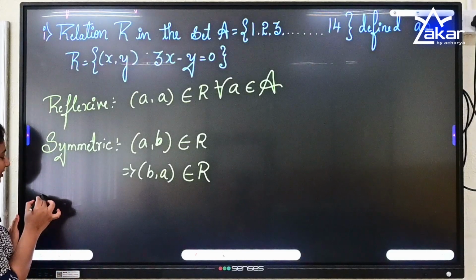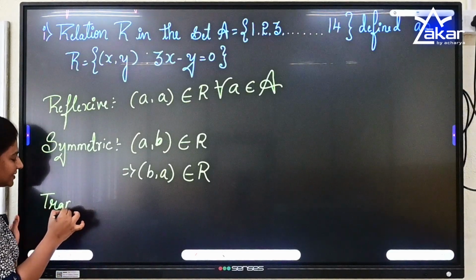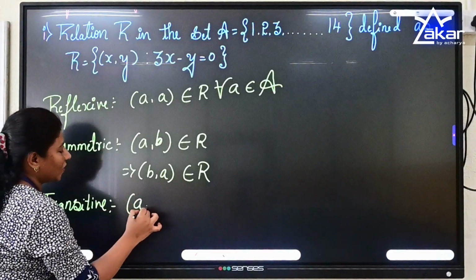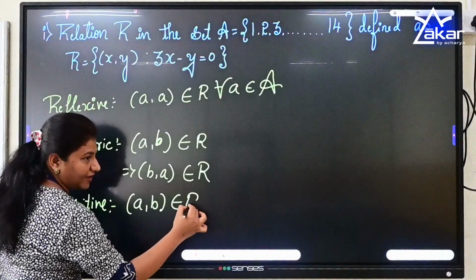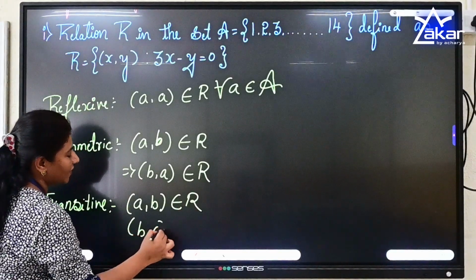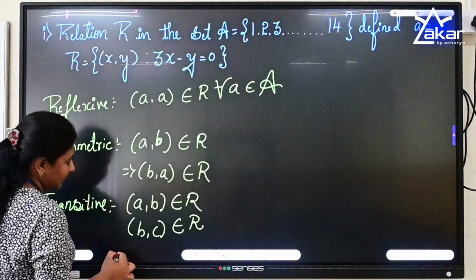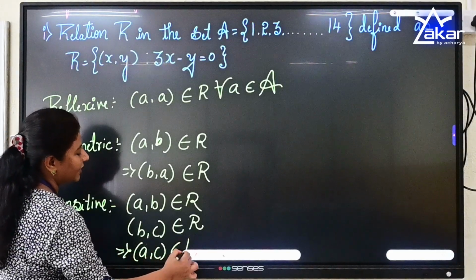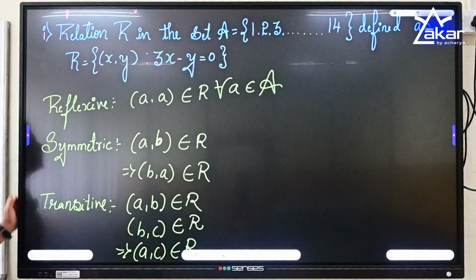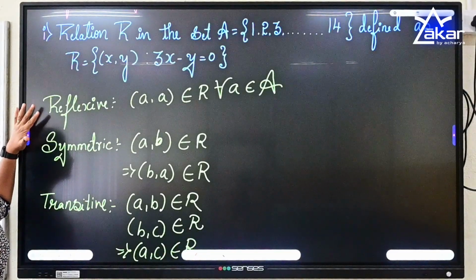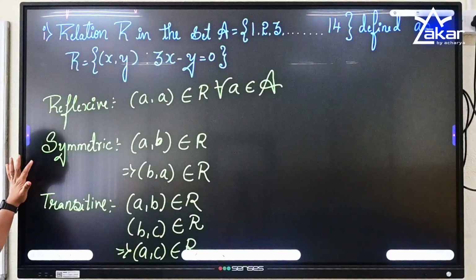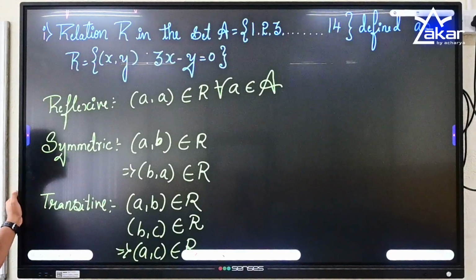What is the third condition here? Transitive. The transitive condition says if (a, b) belongs to R and (b, c) belongs to R, this implies (a, c) also belongs to R. Please kindly remember these three conditions, we will be solving the entire problems with them. The first condition is reflexive, the second is symmetric and the third is transitive.